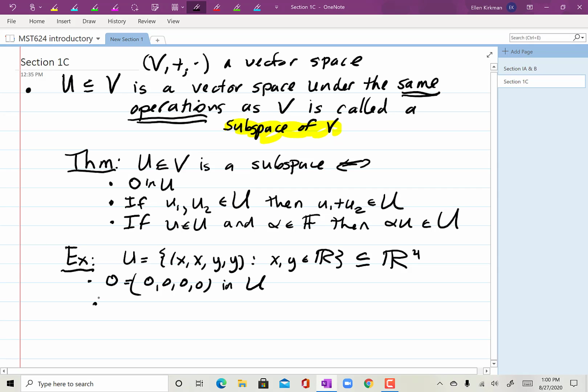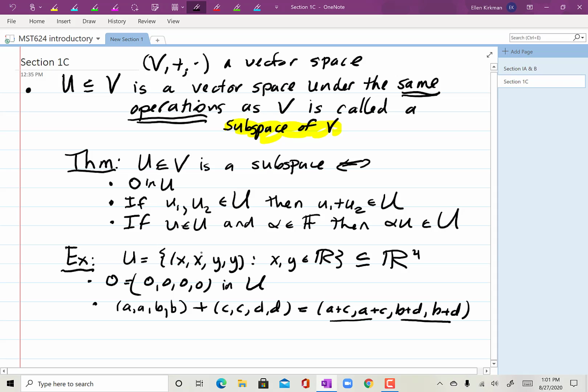And if I take two things of that form, like (a, a, b, b), and I add it to (c, c, d, d), okay, so this is adding two vectors in U, I get (a plus c, a plus c, b plus d, b plus d). The point is, these two are the same, these two are the same, that's enough to make it in U.